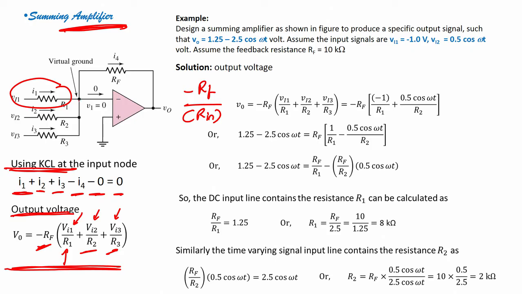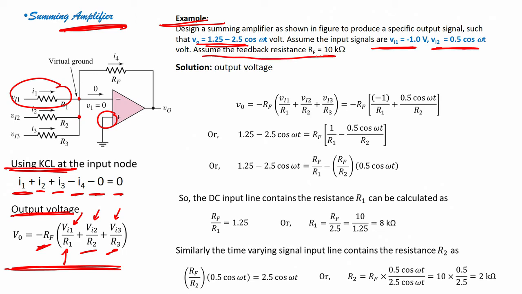Now, here you can see very easily that the concept of virtual ground comes in. Because the non-inverting terminal is grounded, the voltage at the inverting terminal is also considered as 0, which is your virtual ground. Now, here is an example in front of you: design a summing amplifier as shown in the figure to produce a specific voltage such that VO equals this. Assume V1 is this, V2 is this, and the feedback resistor RF is 10 kilo ohm.